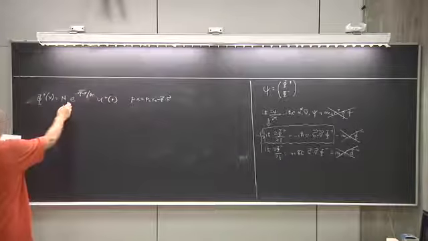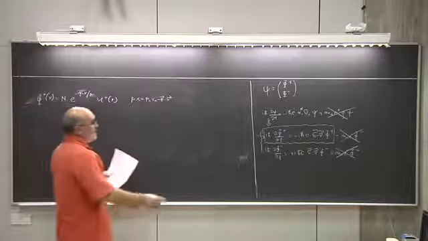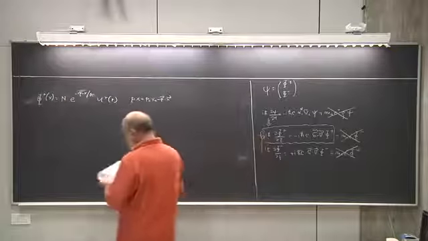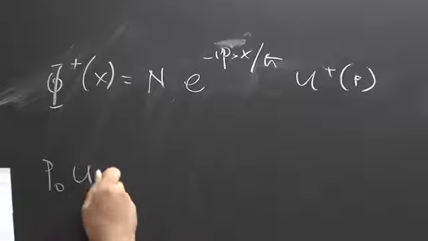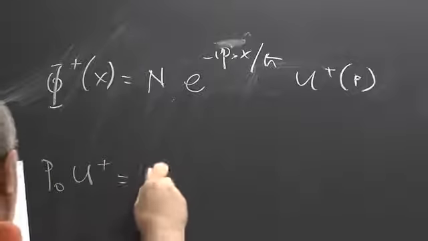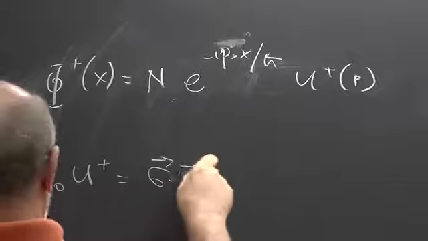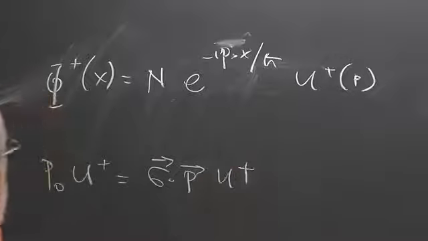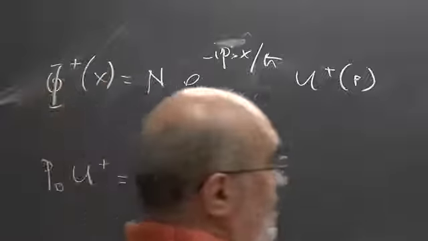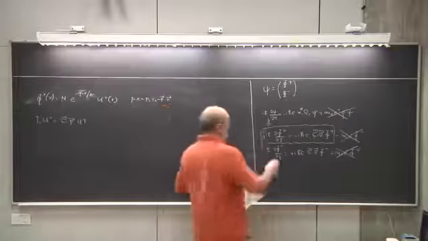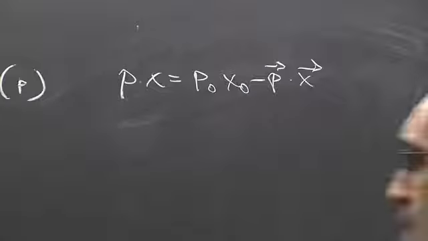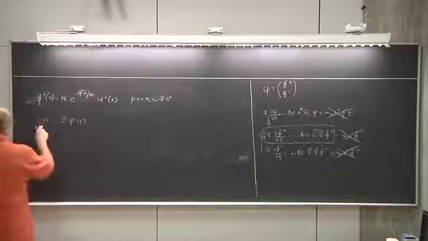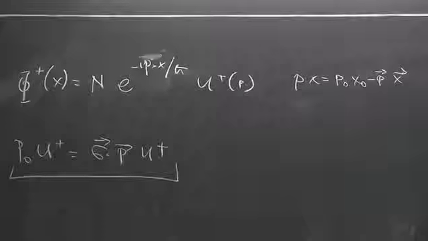Well, if you plug these things into this equation, you get this very simple equation: p0 u plus equals sigma dot p u plus. So you do the derivative with respect to t, and what do you get? You get pi0, and so on. Then there is an h bar here and an h bar there that cancel, and you get down to this relation.